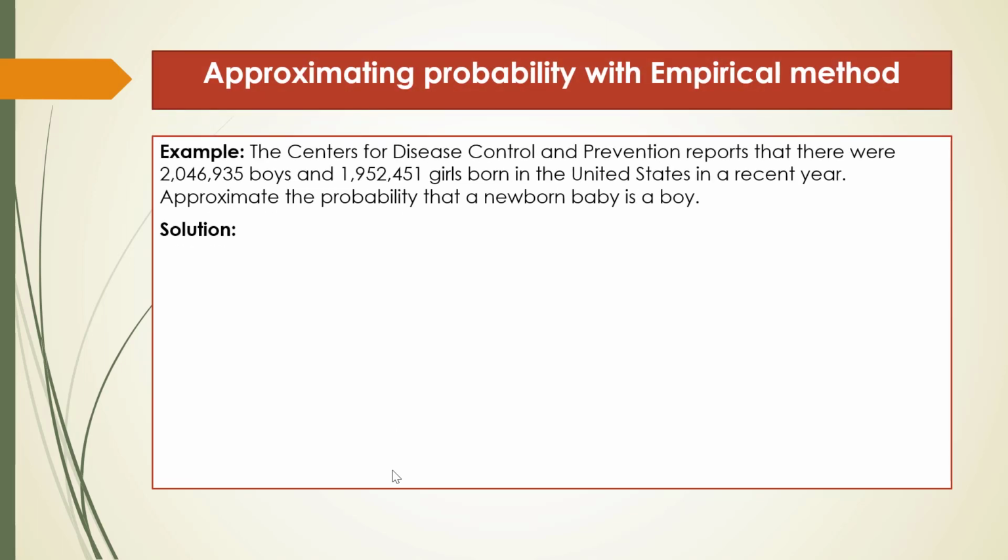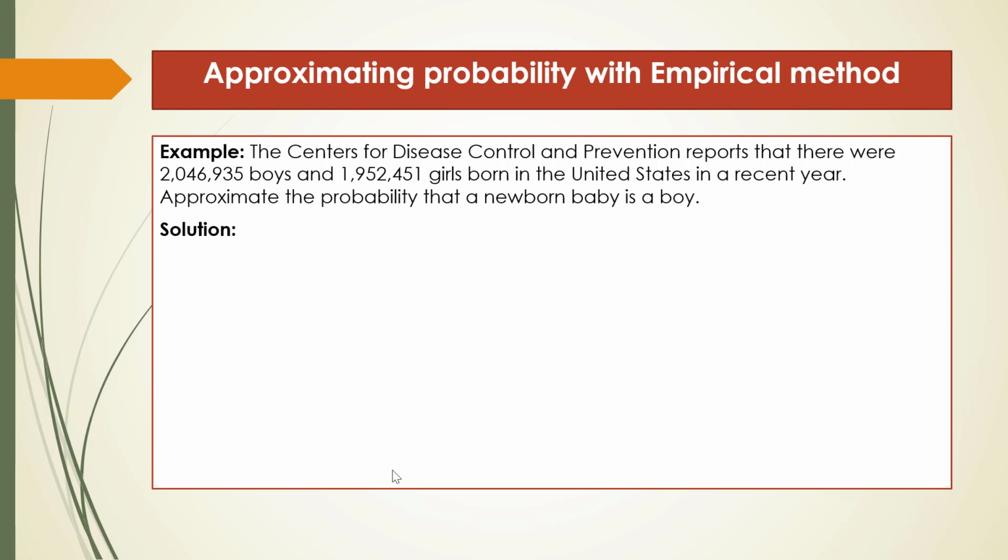Let's consider an example. The Centers for Disease Control and Prevention reports that there were 2,046,935 boys and 1,952,451 girls born in the United States in a recent year. Approximate the probability that a newborn baby is a boy.